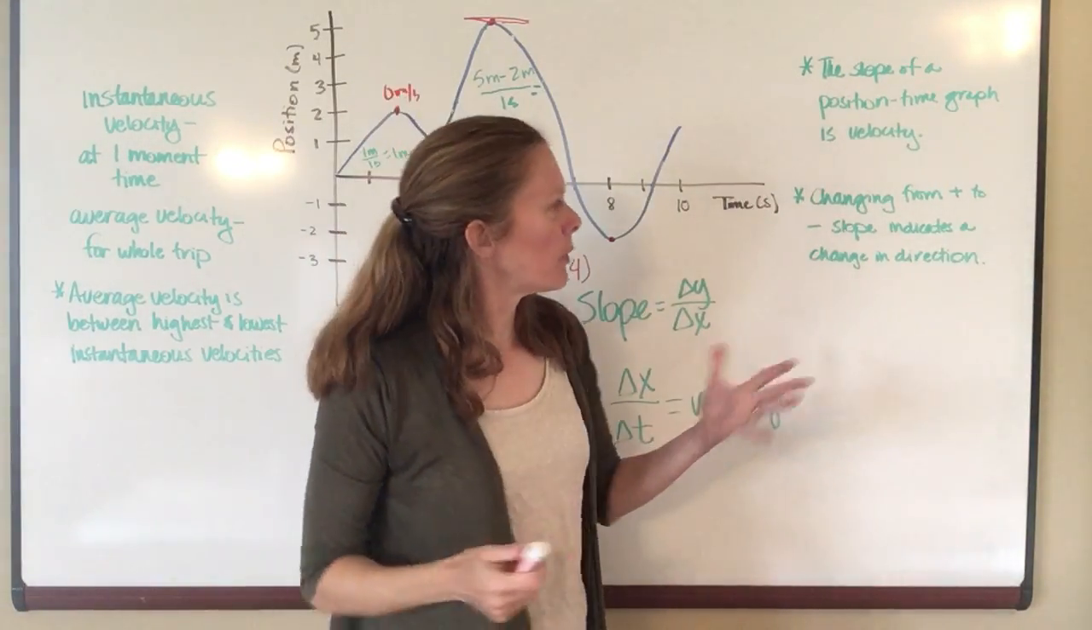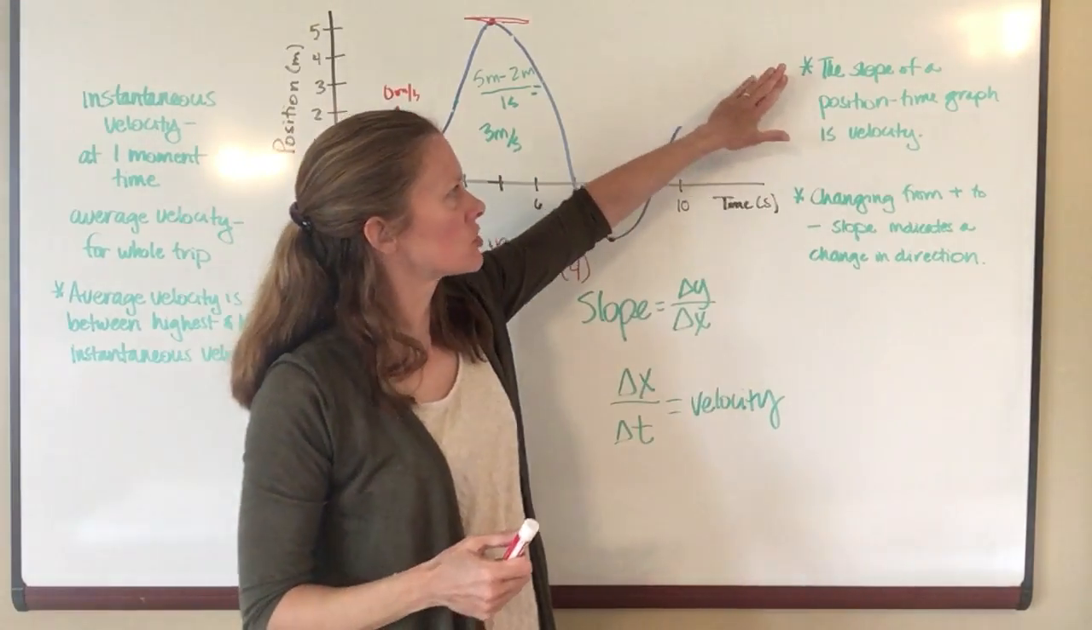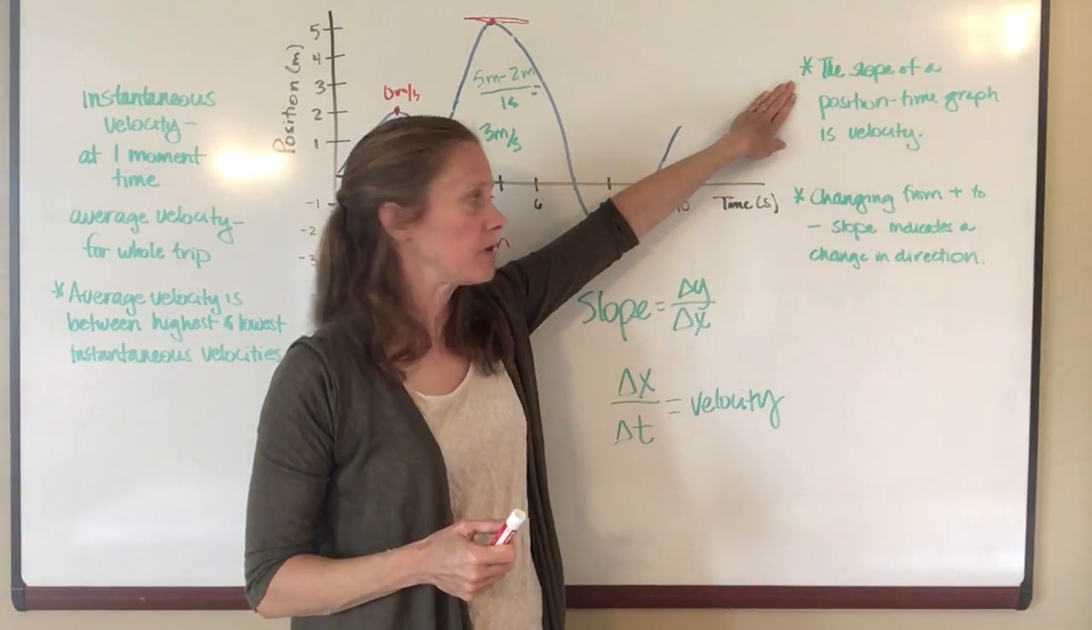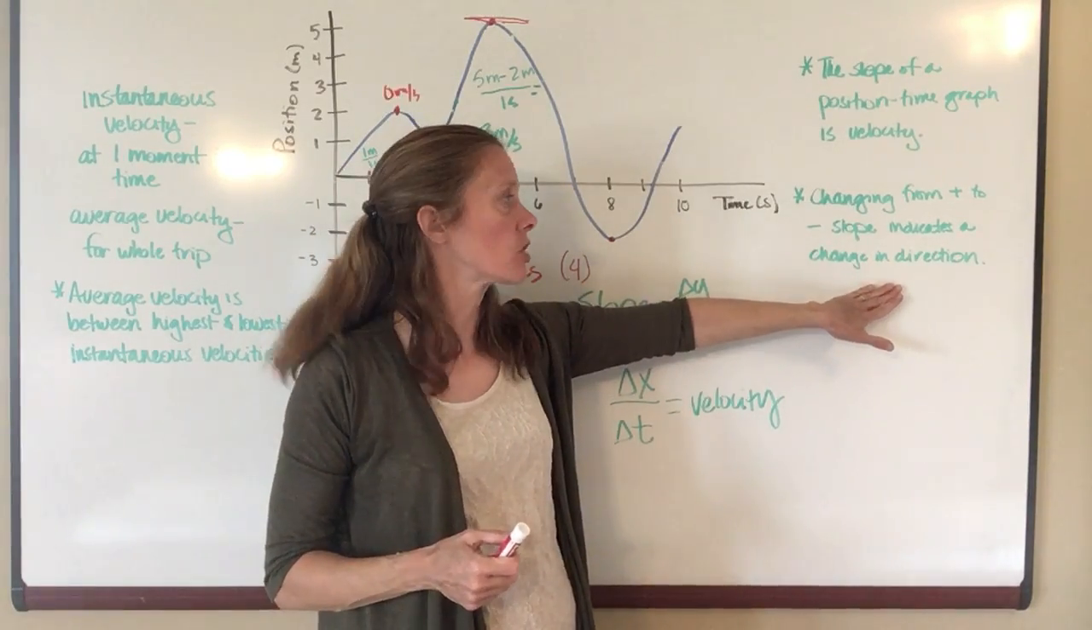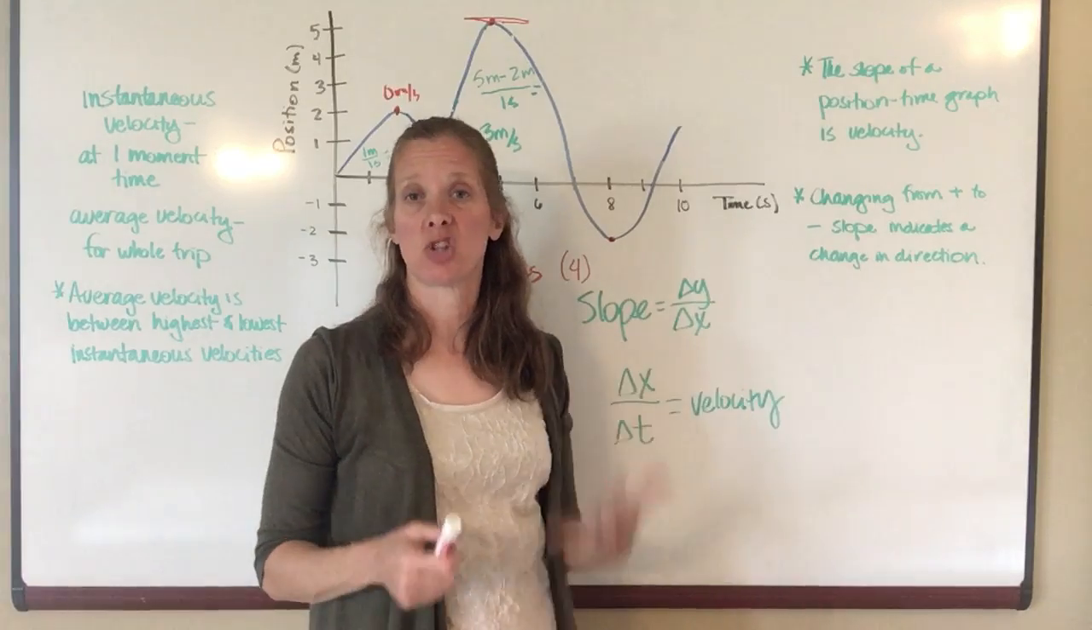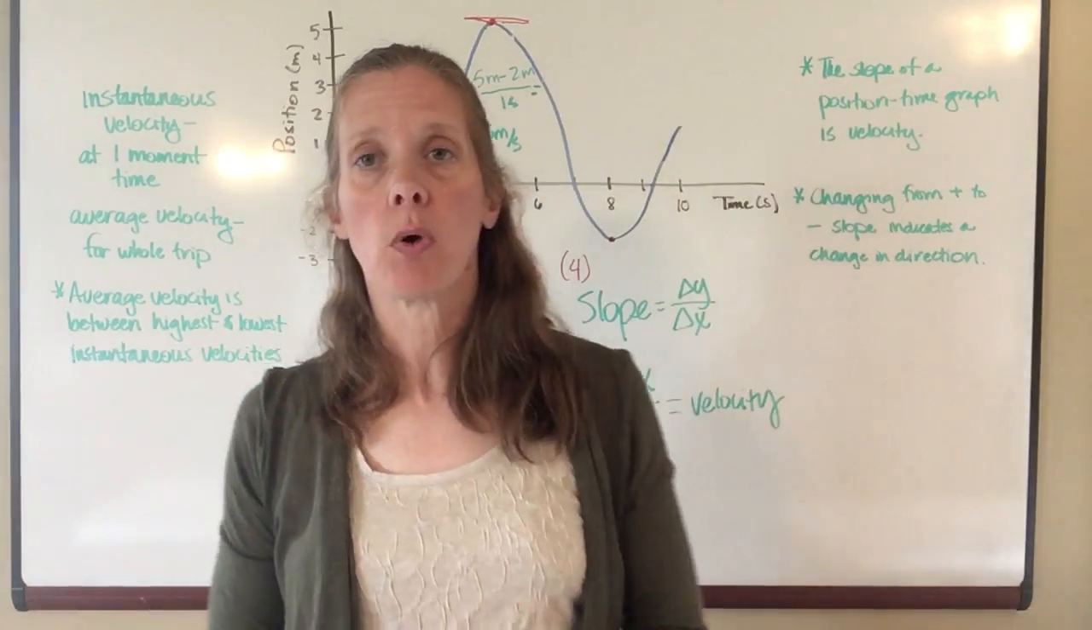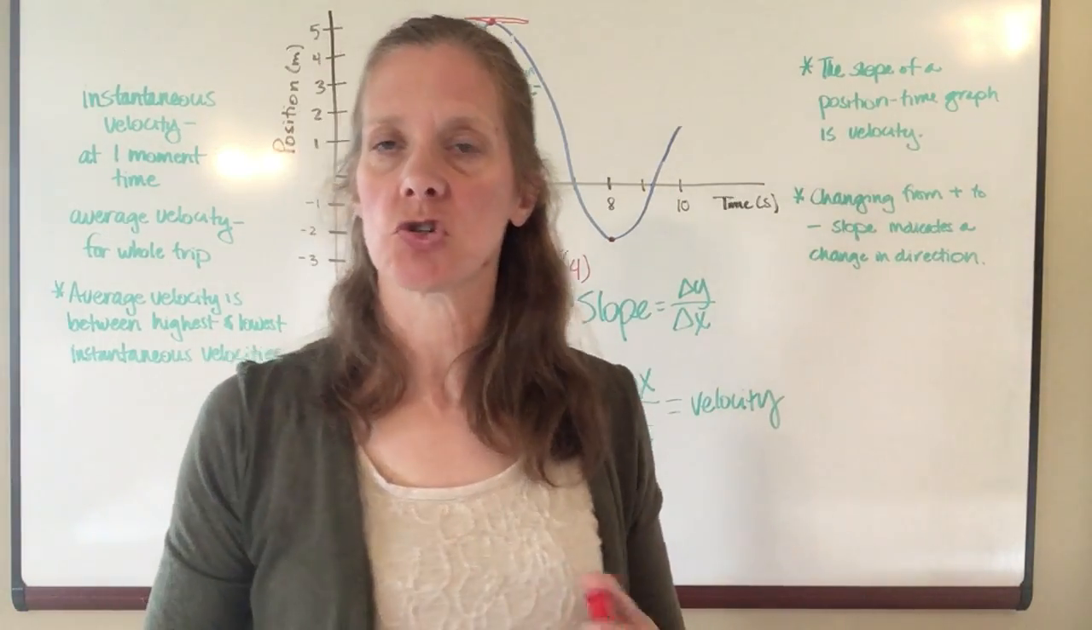Okay? So a couple of other points to make sure you get: the slope of a position time graph is going to be velocity. And if you change from a positive slope to a negative slope, that's also going to indicate a change in direction. Hopefully that will help as you practice interpreting position time graphs.